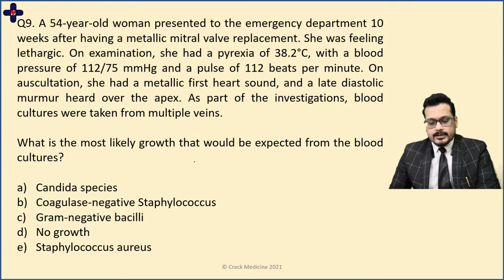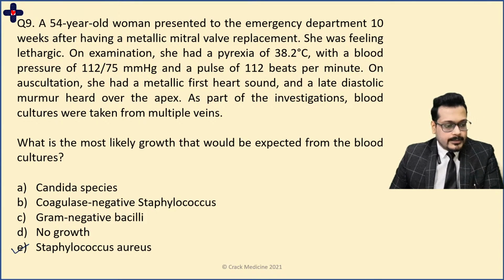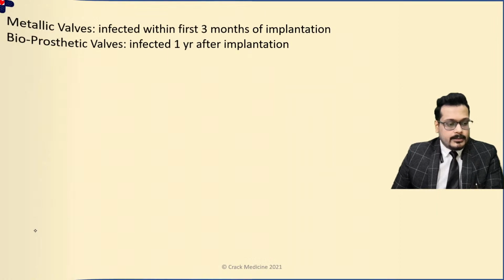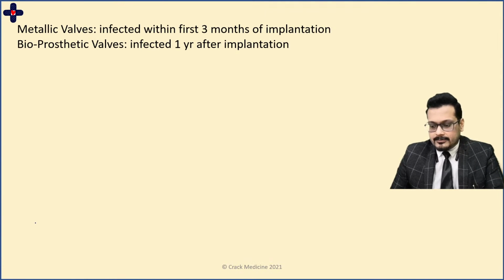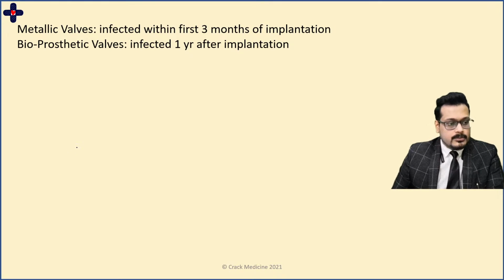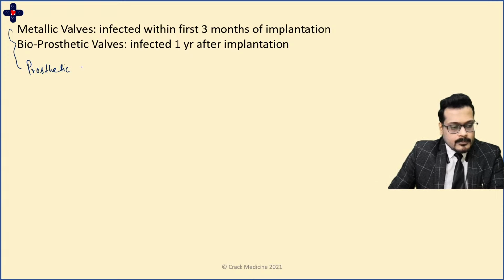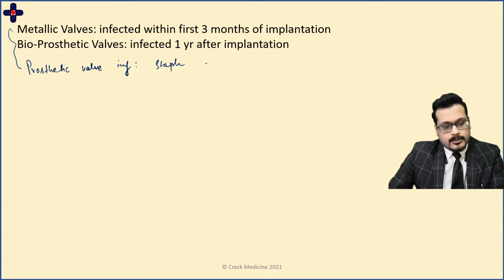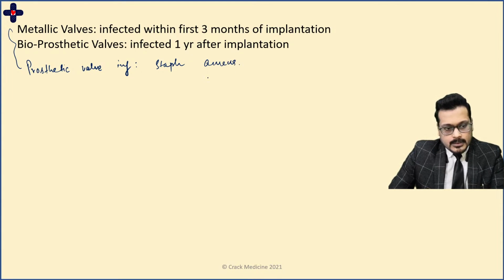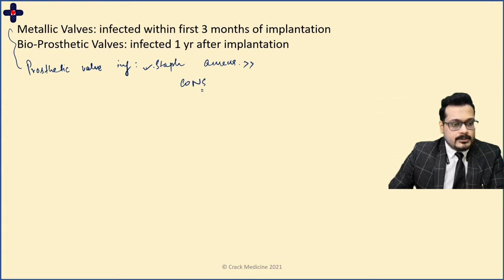Okay, so in prosthetic valve infections, we are likely to see Staph aureus, and yes, CoNS, that is Coagulase negative staph, is also a cause. But in cases of prosthetic valve, please remember that the most common cause will be Staph aureus. And yes, CoNS is also an option, but this is a better answer.